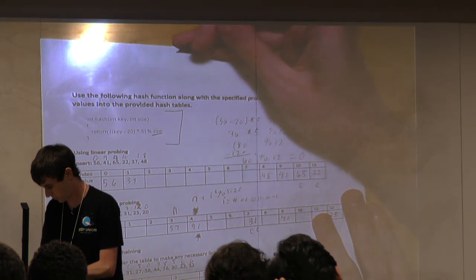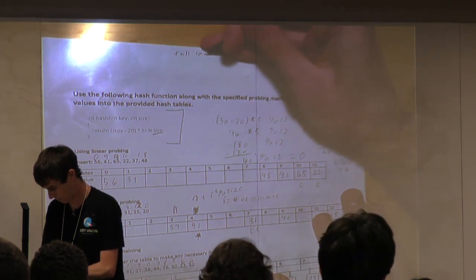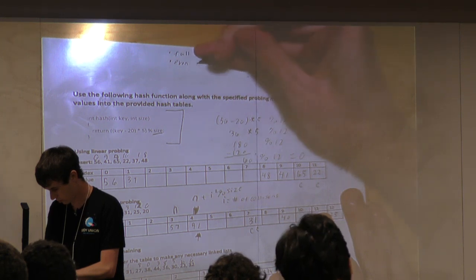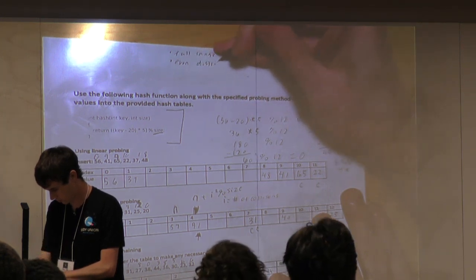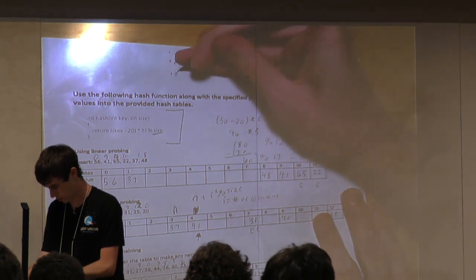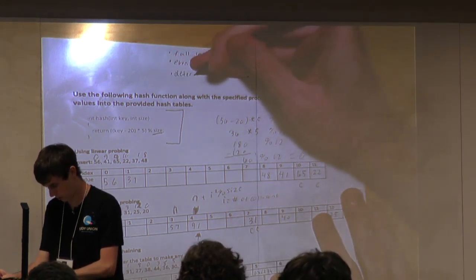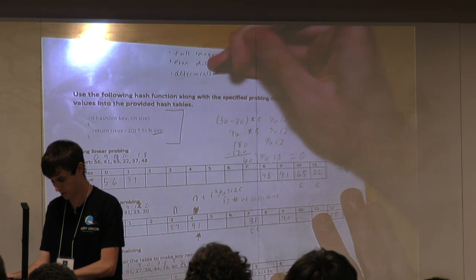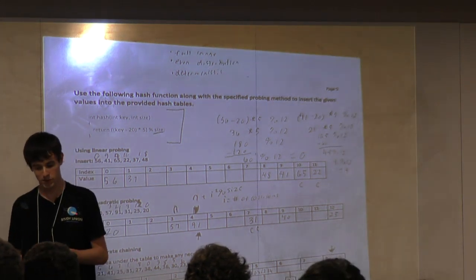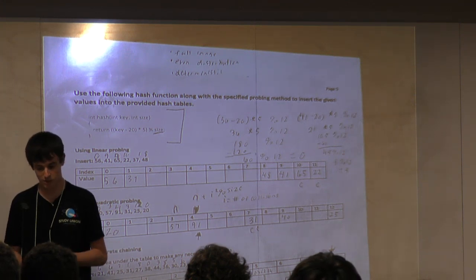So full range, even distribution, deterministic. And I want to make sure I always mention it having to be deterministic, in case everybody forgets what the word means. It just means that every value will always hash to the same thing.